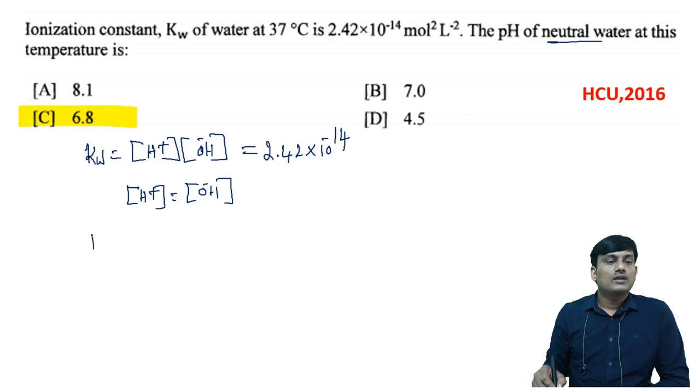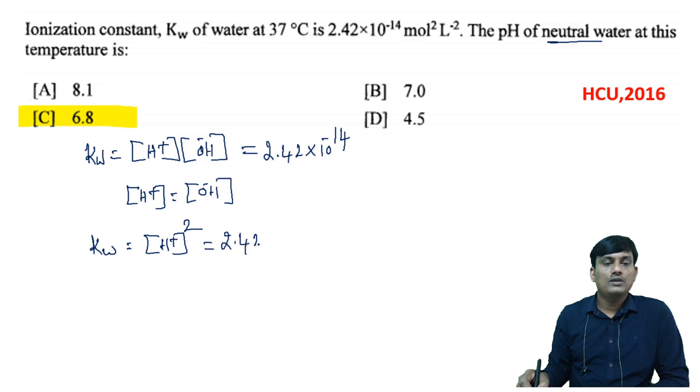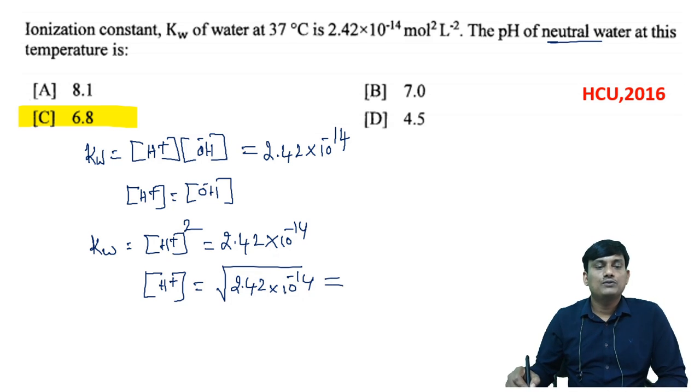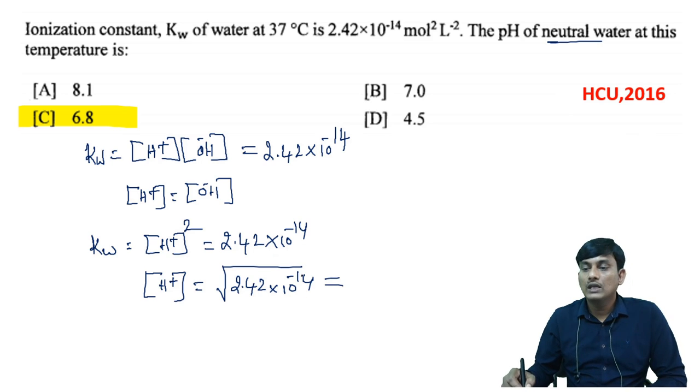So Kw is equal to concentration of H plus. In place of OH minus, you can write concentration of H plus. So H plus square is equal to 2.42 into 10 to the power of minus 14. So the concentration of H plus is equal to root over Kw, that is, root of 2.42 into 10 to the power of minus 14, which will become 1.5556 into 10 to the power of minus 7 molarity.